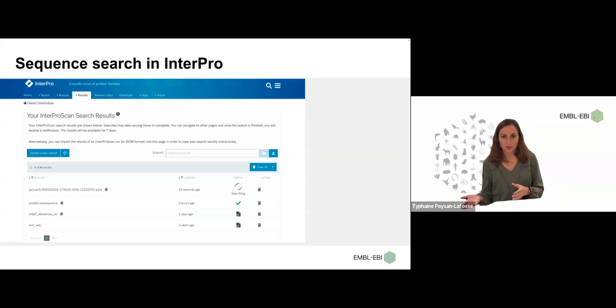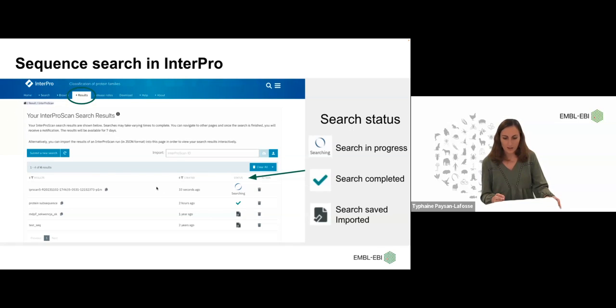However, if you want to keep it for longer, we offer the option to save the results, but they will be saved locally in your browser and in a specific machine. So in this table, we have the different analyses, 1 per line, and we have the status column, which indicates the status of the sequence search. We have this moving circle indicating that the search is in progress. Once the search has completed, you will see a green tick. And we also have the file icons to indicate the searches that have been saved locally or imported.